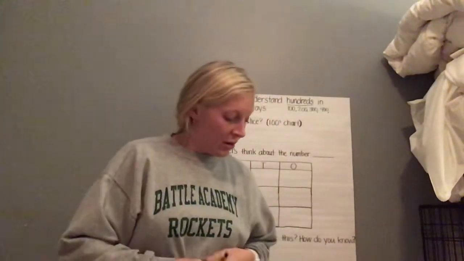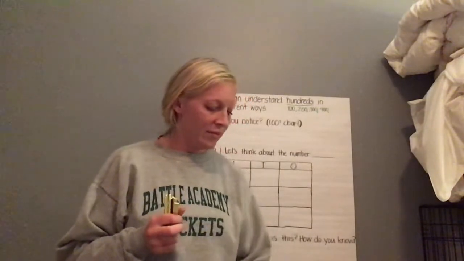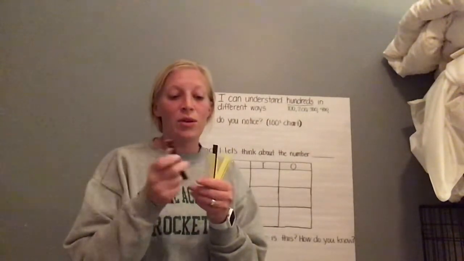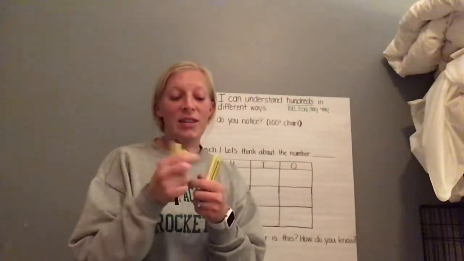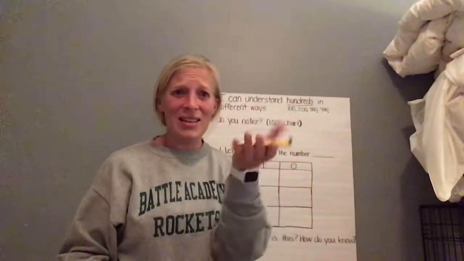100. 10, 20, help me count, 30, 40, 50. Show you the other side. 60, 70, 80, 90, 100. 10 of these makes 100. 1, 2, 3, 4, 5, 6, 7, 8, 9, 10. 10 tens equals 100.